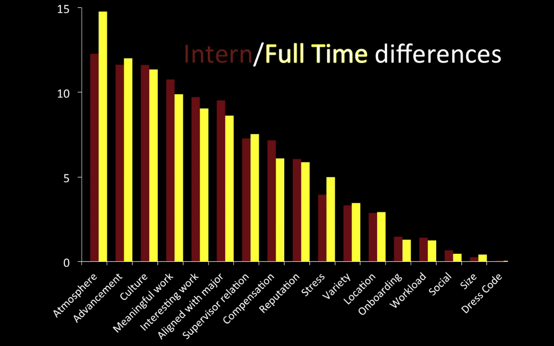So, key takeaways from this, like the past: atmosphere, advancement, culture, meaningful work. Those are the top 4 things we're looking for in an intern or full-time position, both marketing and logistics students. Whereas we're not too worried about the onboarding process, the workload, the social aspect, or the size or dress code.